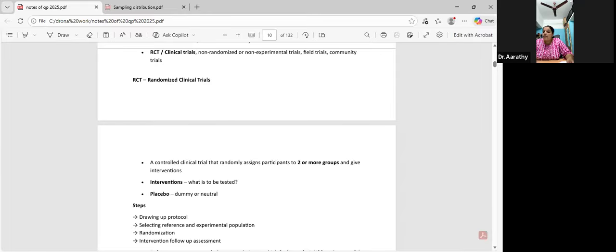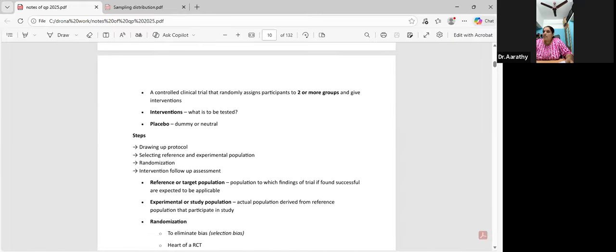Now, the steps involved in RCTs. Next year you will be passing out the entrance exam, you will get into different colleges, and the one big thing you're going to face is you have to do a thesis work, right? So when it comes to your study, the first thing you're supposed to do is you need to have a plan of your study, right? That is called a protocol. So drawing up a protocol is the first step in your study.